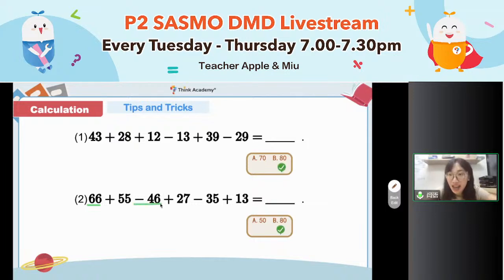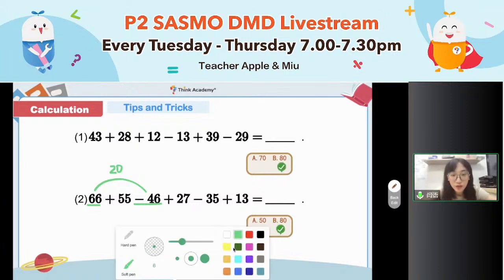Look, that is a minus 46. Minus 46, okay? So when it comes to subtraction, you can just apply the tip and trick. You cancel the same tail. 66 minus 46, here we have 20, okay? Write it down, take out pencil, write it down. And after that, move on to 55.